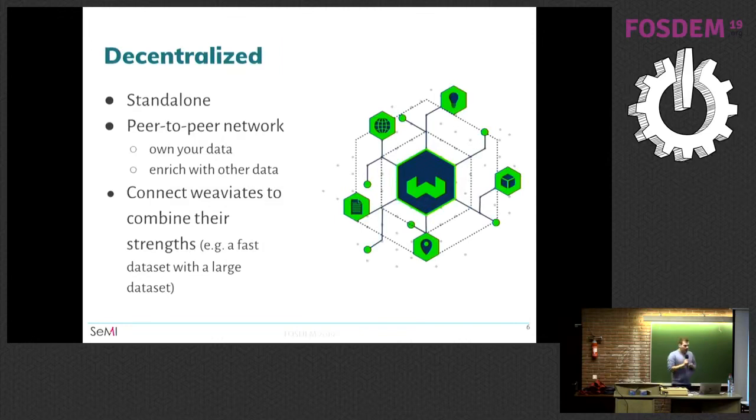Cool. The next word that we had in the definition is decentralized. So in order for something to be decentralized, you need to have many different things that you can then either combine to something centralized or spread out to something decentralized. You can operate Weaviate completely standalone, but you can also establish a peer-to-peer network of different Weaviates. So why would you want to do that?